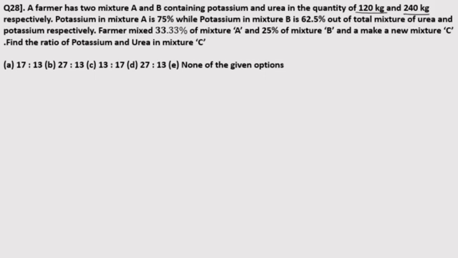Potassium in mixture A is how much? 75%, while potassium in mixture B is 62.5% out of the total mixture of urea and potassium. Okay. A farmer mixes 33.33% of mixture A and 25% of mixture B to make a new mixture. Then find the ratio of potassium and urea in mixture C. Okay, fine. So let's solve this.